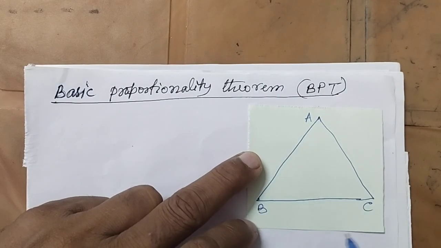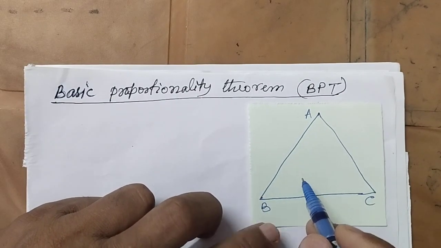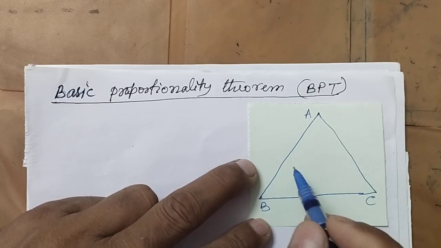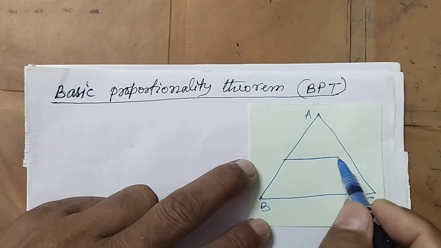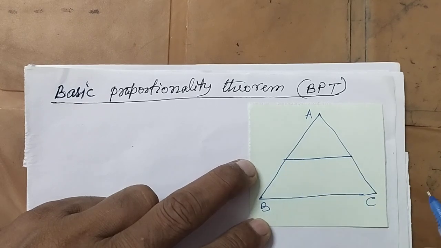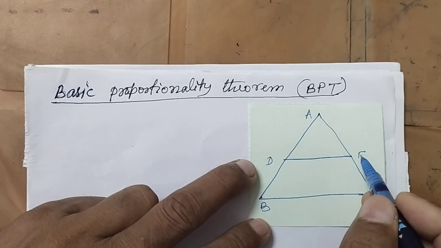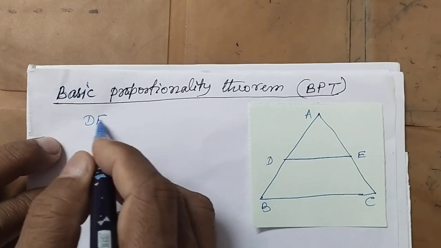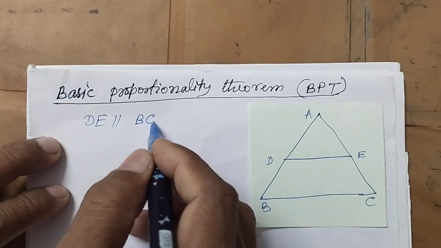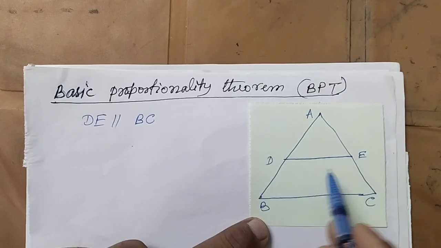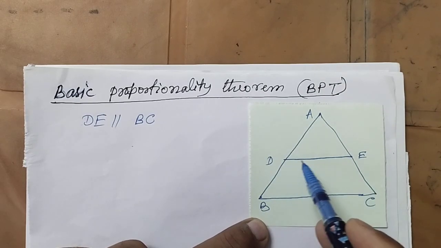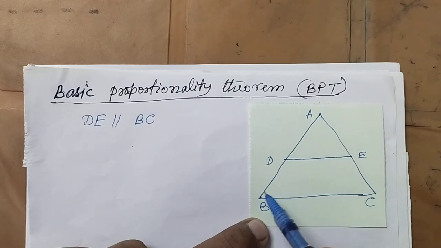In a triangle ABC, if a line is drawn parallel to one side, I'll draw a line parallel to BC, say DE. Line DE is drawn parallel to BC. Then this parallel line divides the other two sides in the same ratio. That means DE divides the sides AB and AC in the same ratio.